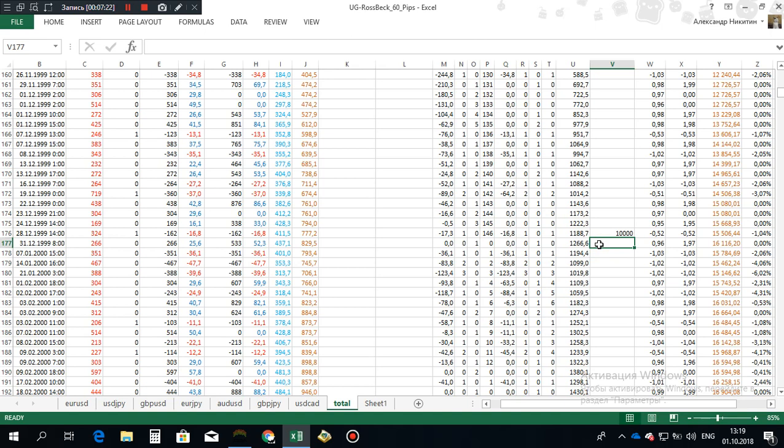Yes. Then what is our profit? We should calculate it this way. It equals 10k, sorry, what we have right now, minus 10k. So this is our profit. It was 6k roughly, yes.